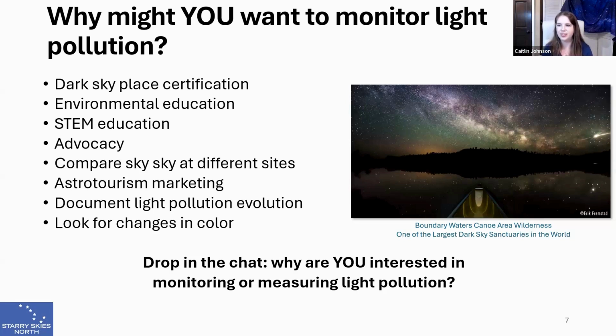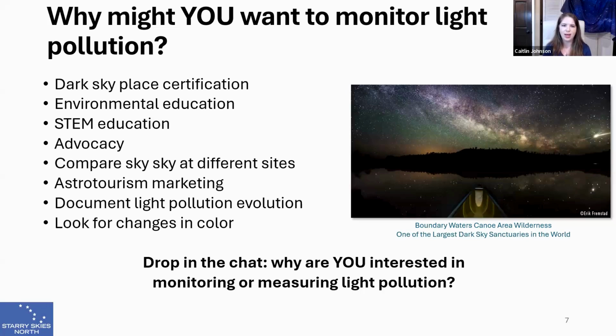I'll go through a couple ideas here that I have. You might want to do this for a DarkSky Place certification. It's very necessary to get those certifications from DarkSky International. You might be interested in environmental education, getting people of all ages out into the environment and recognizing the natural resources. STEM education, perhaps you're a physical science high school teacher. You can bring some of these elements into your curriculum as well. Advocacy. If you have numbers when you go to your city councilor or whoever it is in your province or your state, that can be influential and supportive of the stories that we're telling here.